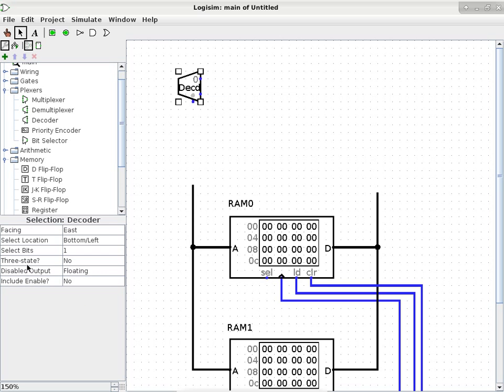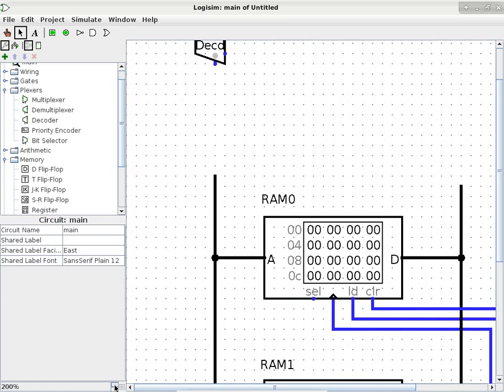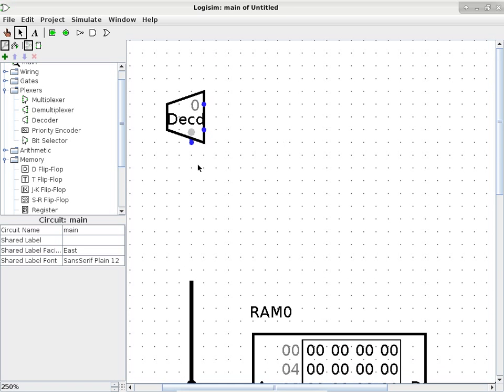All right, so we'll take a look at the decoder, and select bits is 1. That's fine. So this is a decoder. We'll go ahead and magnify a decoder just to take a closer look at this particular module. A decoder has 1 pin. Tell me what it is. This is output 1. This is output 0. This is the input.